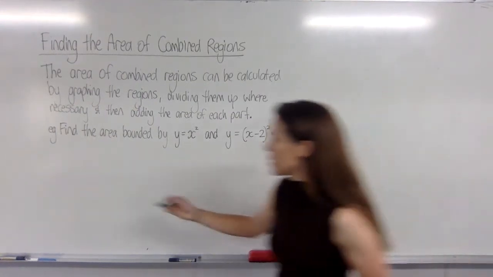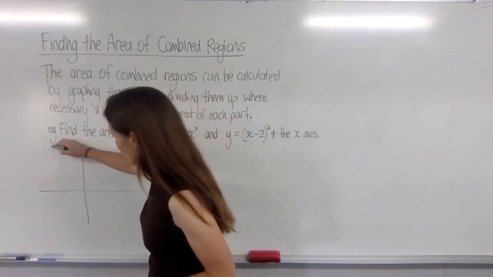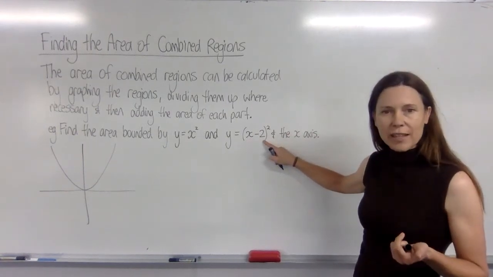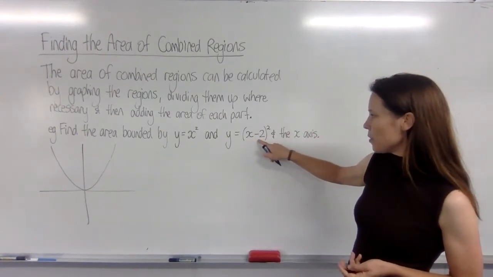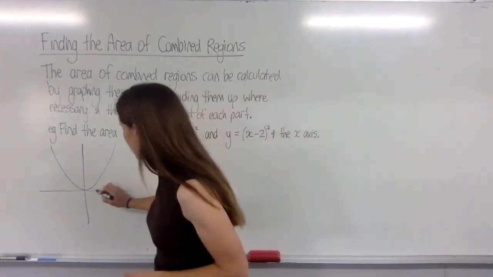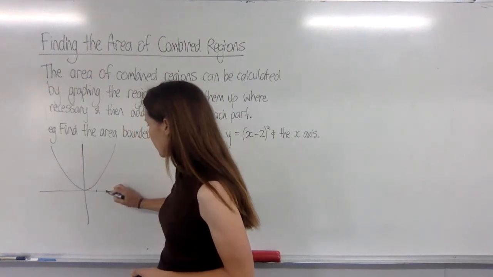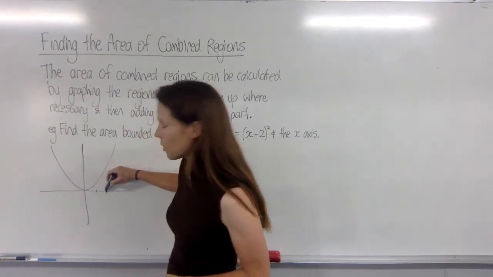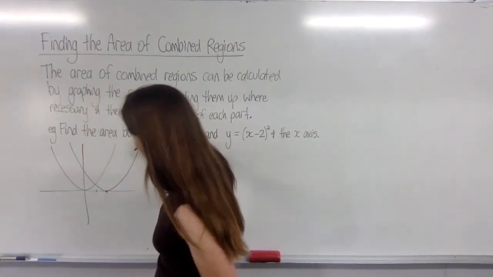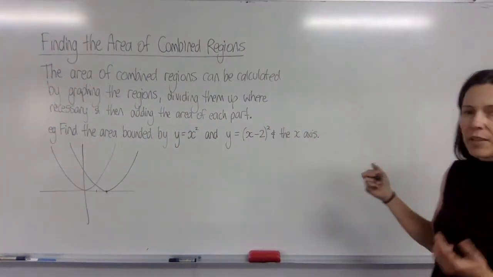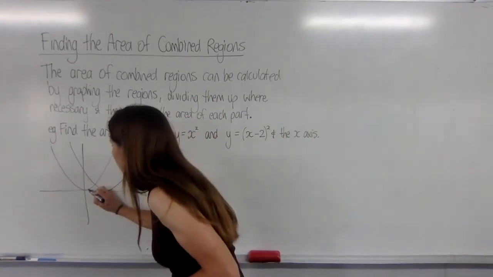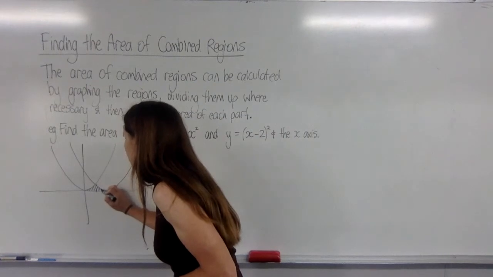Now, the first thing to do is to sketch it. I know what y equals x squared looks like. That's just my basic old parabola. And this one, on inspection, I can see that a translation has happened. It looks like a basic parabola that's just been moved 2 units to the right. So that means it's going to come across here, and instead of going through the origin, it's going to go through here. Now, I can go ahead and graph that in, just getting my basic parabola shape. And that tells me now, if I'm finding an area that's bounded by both of these curves and the x-axis, I must be finding the area that's trapped in here.